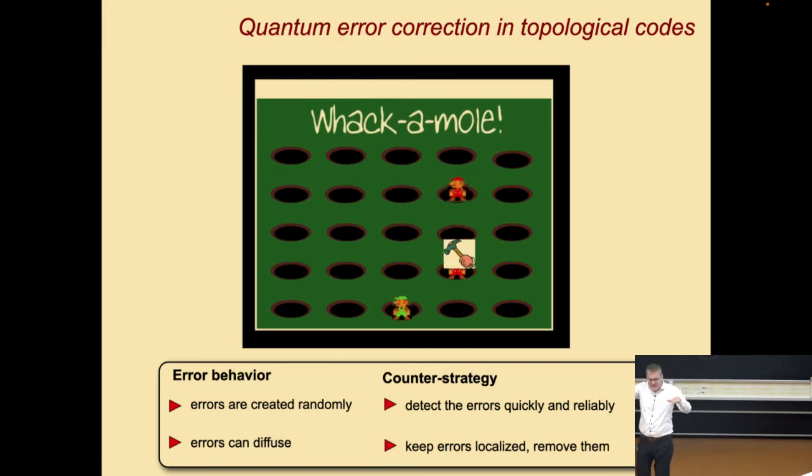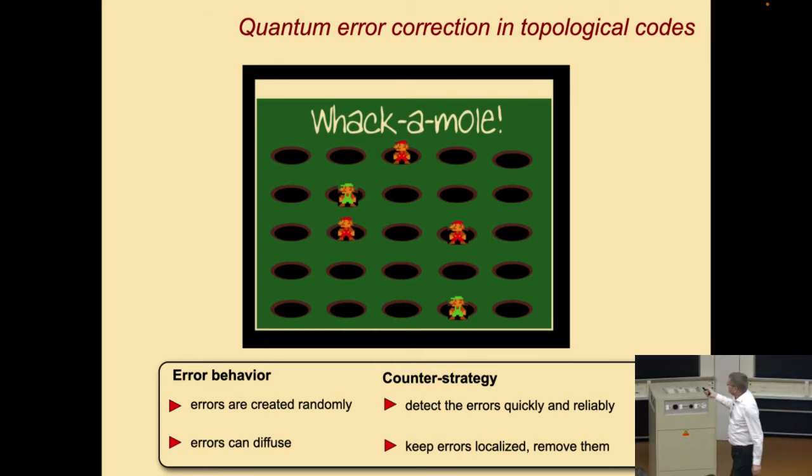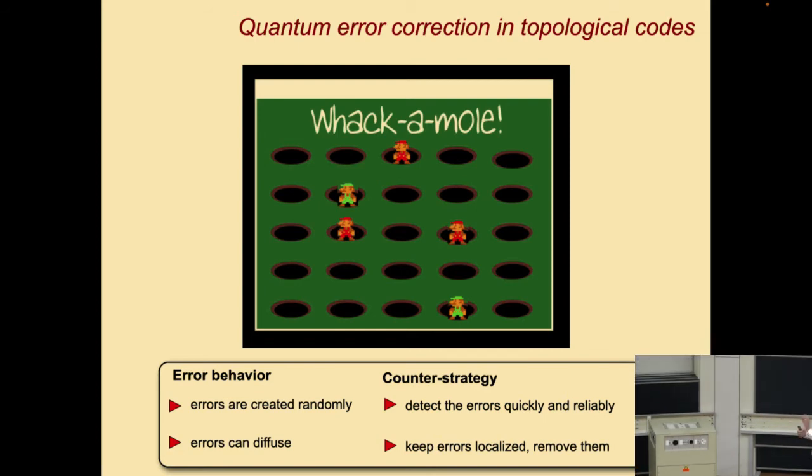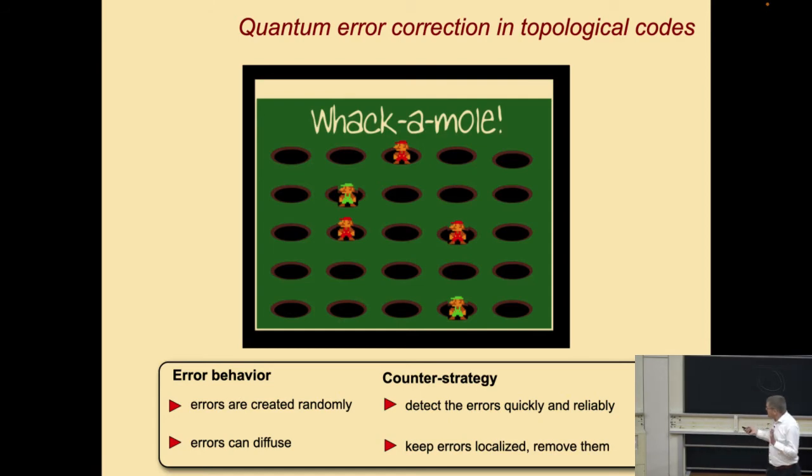So we have this lattice, where ideally we don't want to have any of these moles, but then nature introduces errors. These excitations, the moles pop up. And our task as experimentalists doing error correction is to identify the position of these moles and hit them with a suitable hammer to bring them back into their holes, and thereby remove the errors quickly enough before they can lead to a logical error. So let's see how this works.